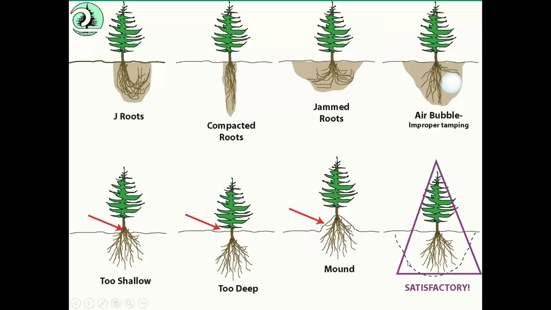And the satisfactory one down here in the end, your roots aren't jammed up, they're spread out well enough. It's planted at the proper place on the tree, which if you look at the tree, you can see where the soil had been before. And that's what you really want to aim for, is having your tree or shrub at that same level where the root was when it was growing. Or I'm sorry, where the soil was when it was growing.